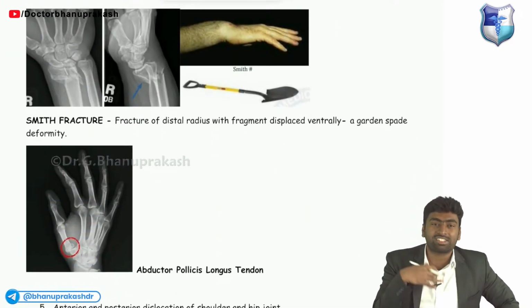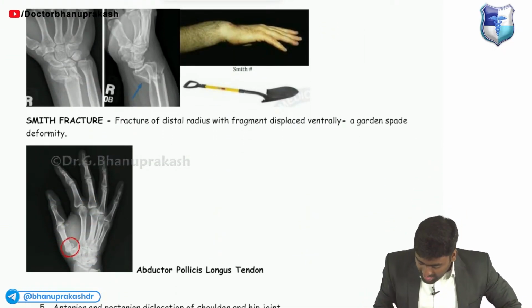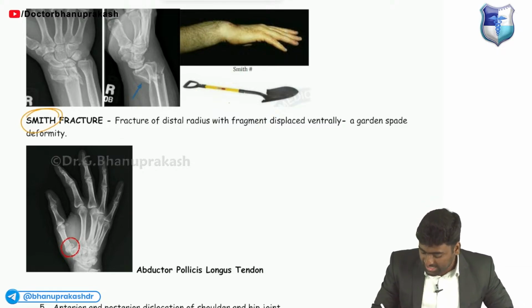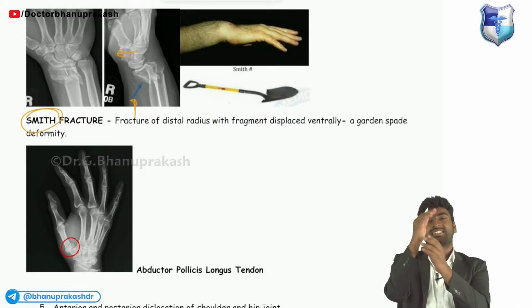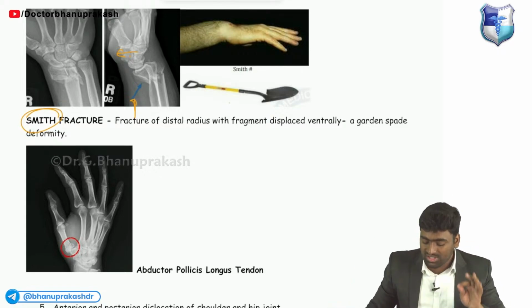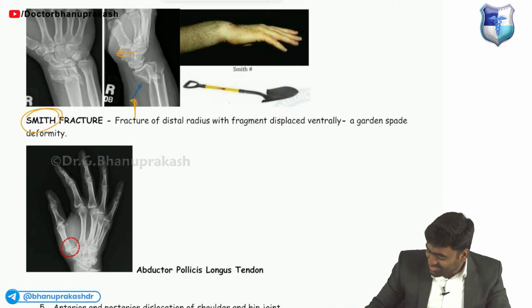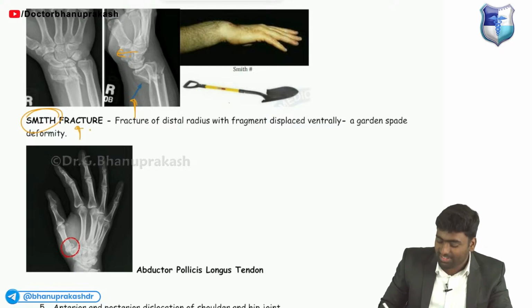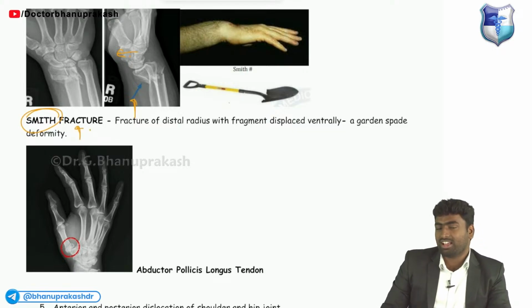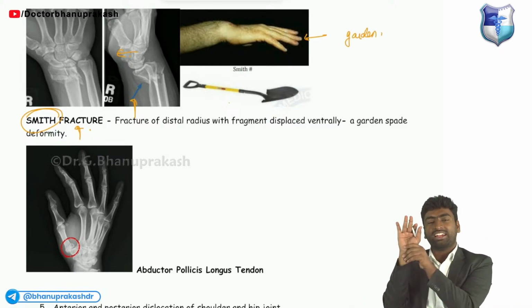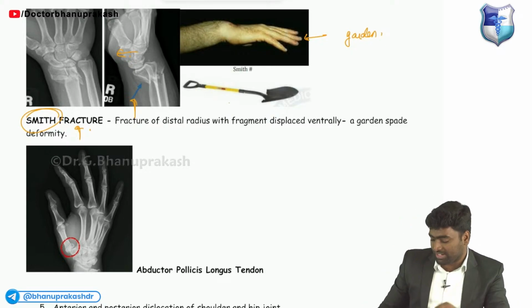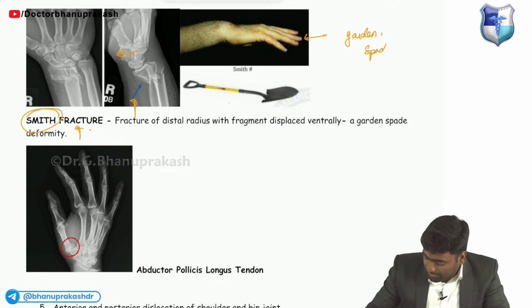Next, about this reverse Colles fracture, which is known as what? Which is known as Smith fracture. So instead of posterior shifting, if this wrist is shifted to the anterior side, it is known as reverse Colles fracture, also known as Smith fracture. And in Smith fracture, there will be this deformity, which is known as palmar or anterior displacement. Okay, it is this Smith fracture. So it is the garden spade deformity.